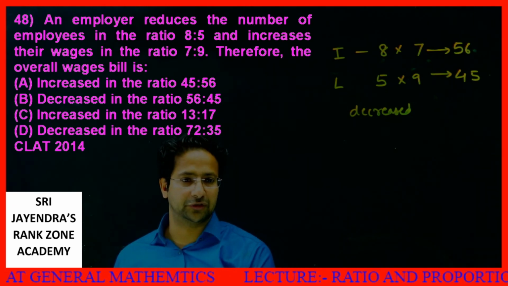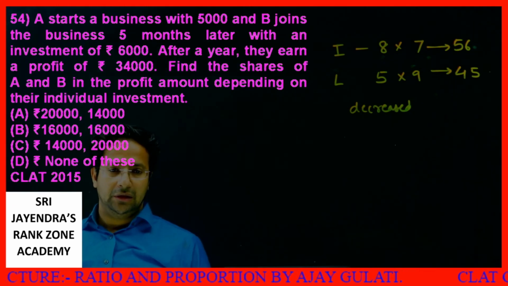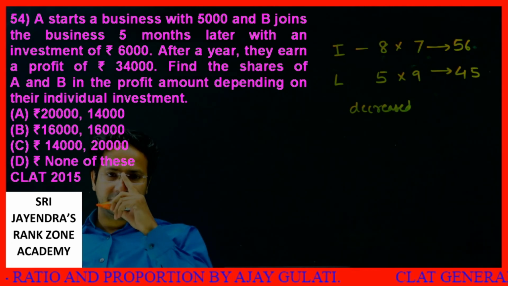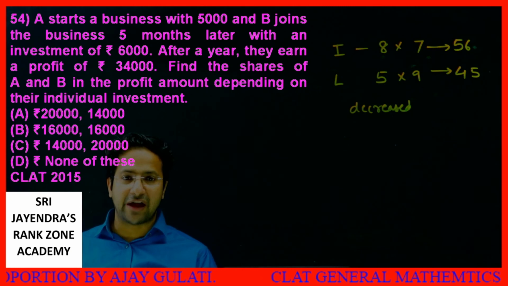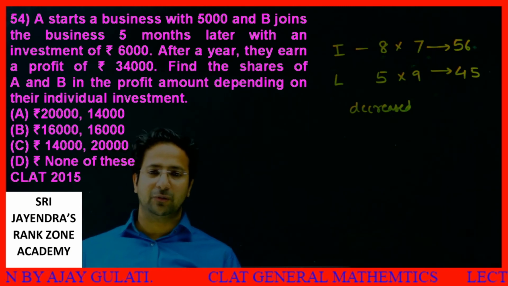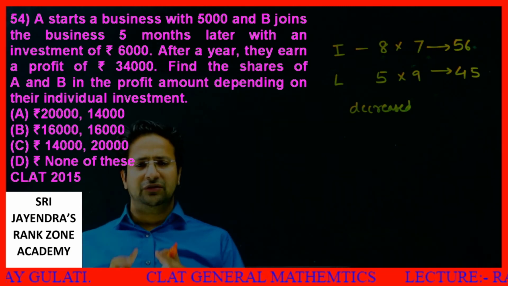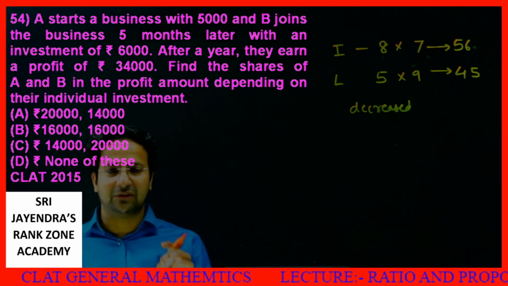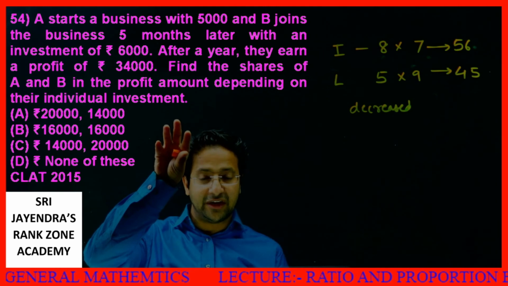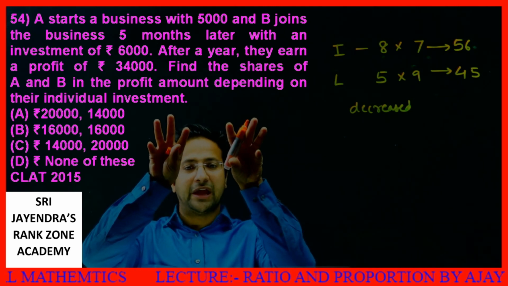Let's move to the next question. A starts a business with rupees 5,000 and B joins the business 5 months later with an investment of rupees 6,000. See, student, this is an investment question. How is the investment made? Investment is actually the amount invested into the number of months, into time, you can say.